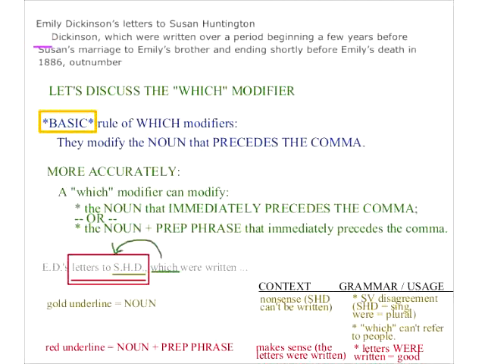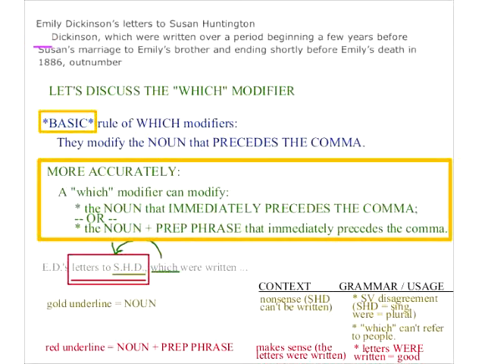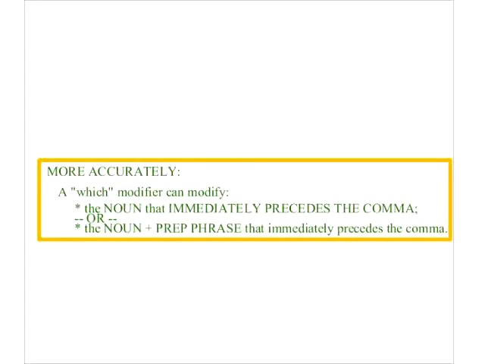So the main lesson of this particular slide is this box right here. A which modifier can either modify the noun that precedes the comma or modify the noun plus prepositional phrase. And in general, you're going to have to use context to figure out how this works. So we'll come back to the rest of the problem in a second, but let's go through another couple examples of how this modifier is used.